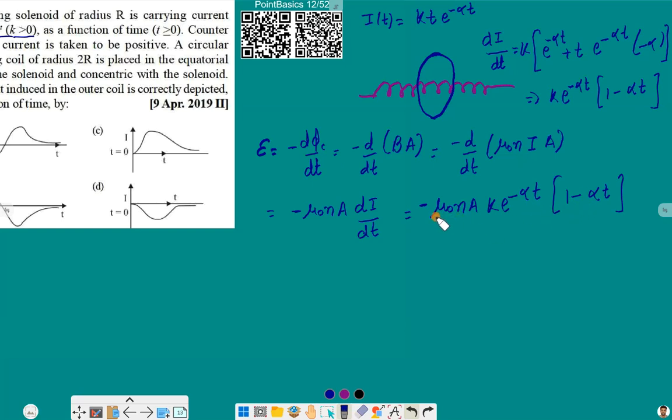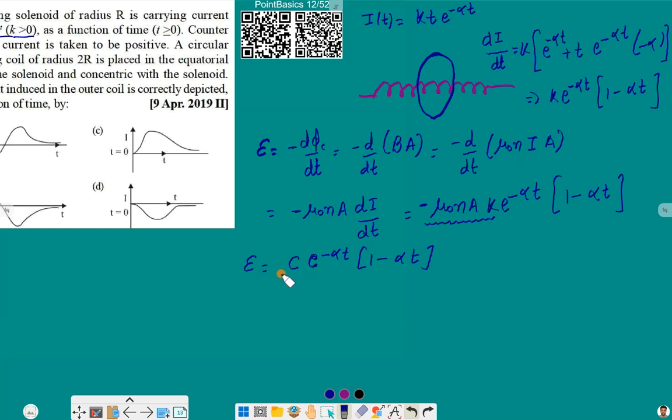And while analyzing this whole expression, mu naught is constant, n is constant, A is constant, k is constant, e raised to power minus alpha t, here t is variable, so this will be variable. So we can write this whole value up to this as some constant C. So the EMF will be some constant C into e raised to power minus alpha t into 1 minus alpha t. Just to represent it in a simpler form, we combined all of these constants into a single term.